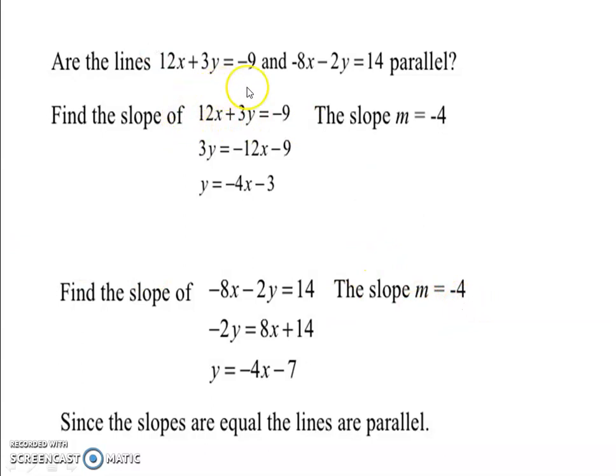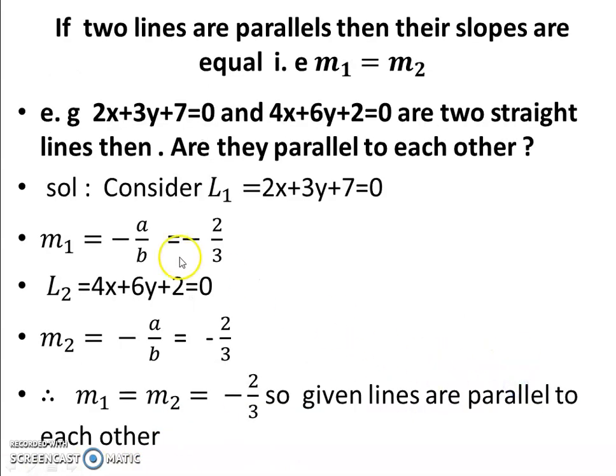The line 12x plus 3y minus 9 equal to 0 has the slope m equal to minus 4, and the line minus 8x minus 2y equal to 14 also has m equal to minus 4. So m1 and m2 are equal. That's how we prove that the slopes are equal, so the lines are parallel. If two lines are parallel, then their slopes are equal.